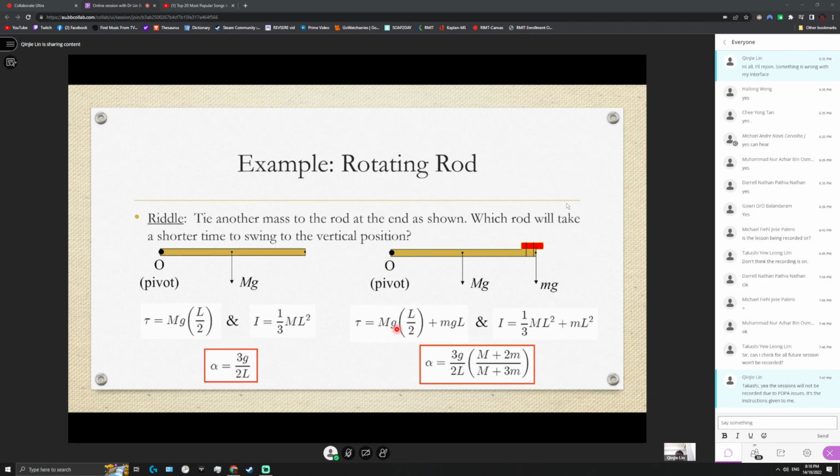Okay, because why? If you tie one more mass at the end, you are increasing the moment of inertia of this system by a lot. Remember, we said if we push mass to the furthest, far away from the pivot, we are going to increase the resistance to rotation. So in this case, you increase the resistance so much that it cannot accelerate as fast anymore, although it's supposed to have more force trying to pull it down. Okay?